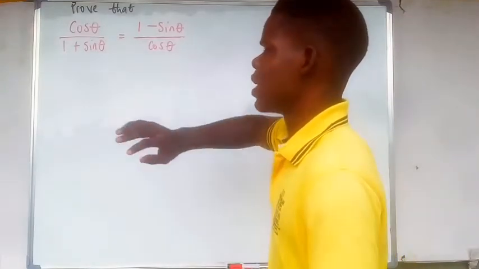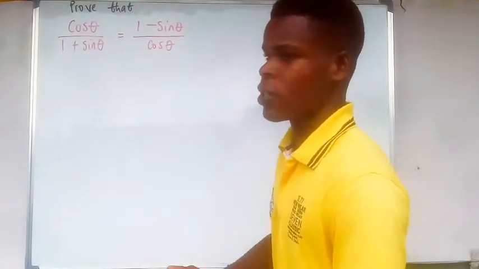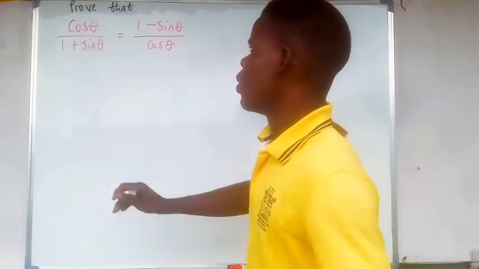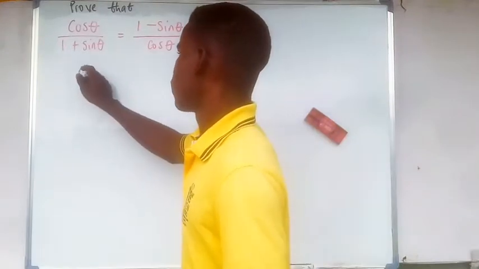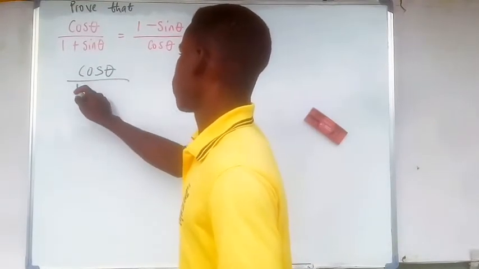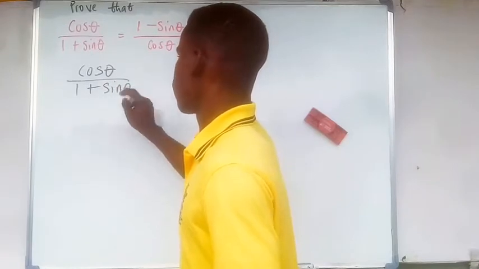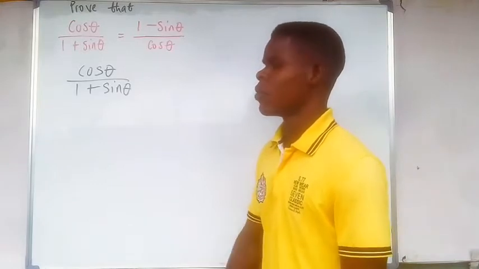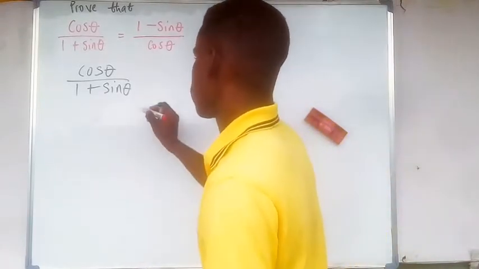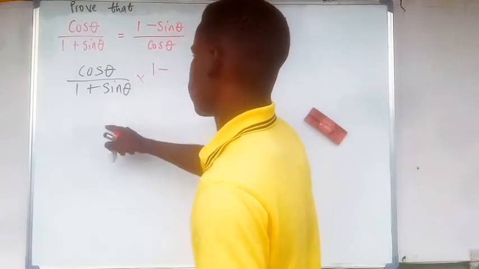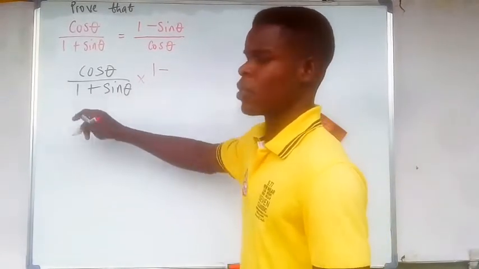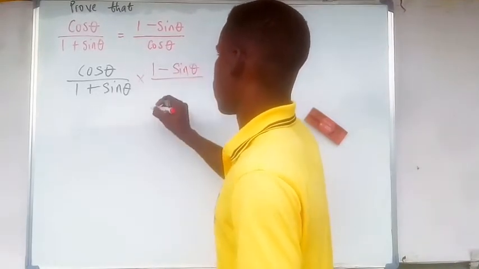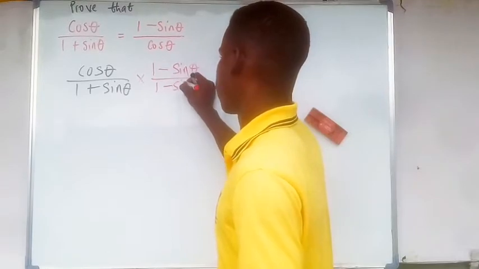At this point, let's use the left hand side. We can as well use the right hand side conversely, but I'll do this and I'll allow you to use the other side. To simplify cosine theta divided by 1 plus sine theta, I'm going to apply a technique: multiply numerator and denominator by the conjugate of the denominator. The conjugate is 1 minus sine theta, with a negative instead of positive.